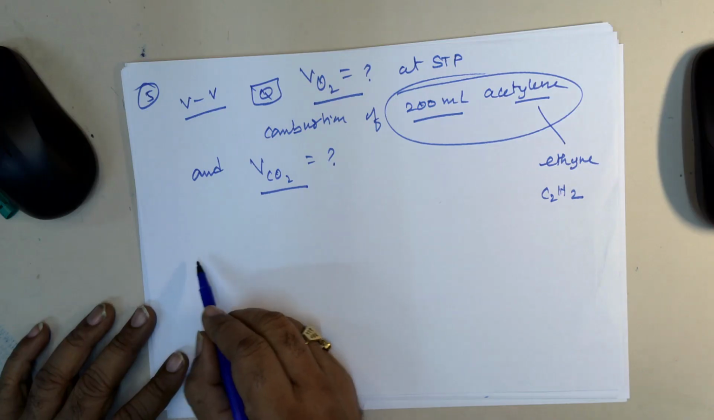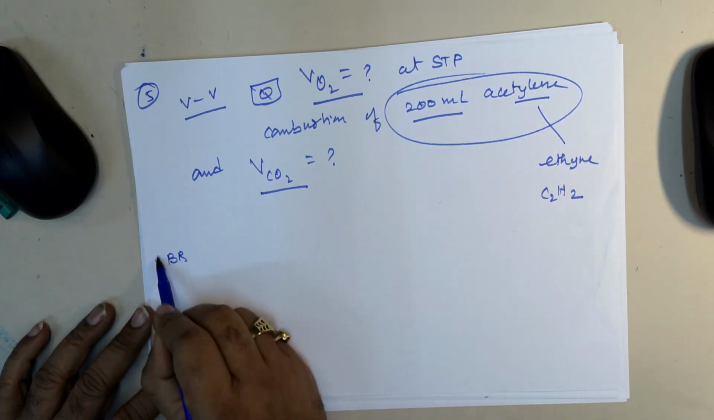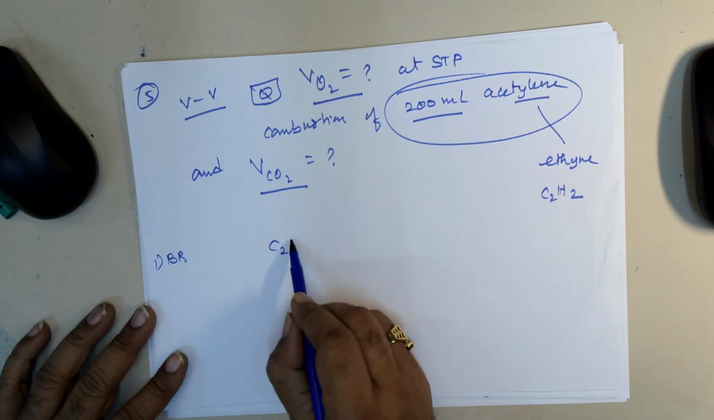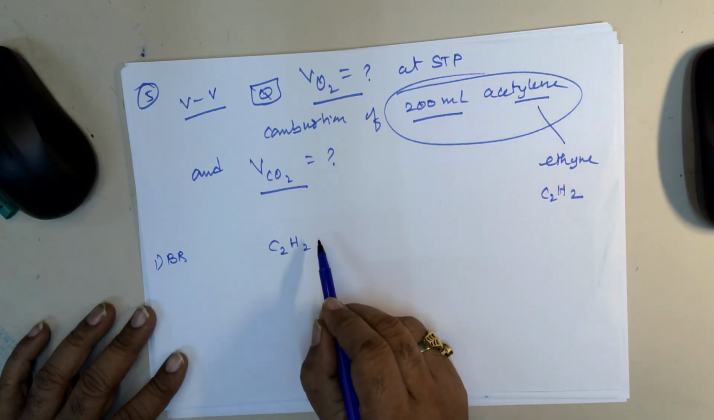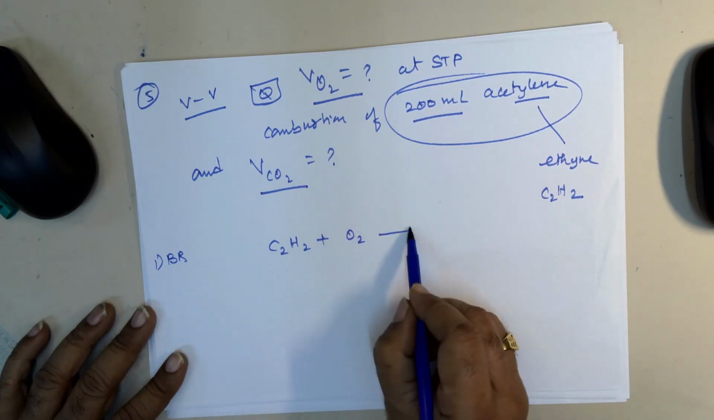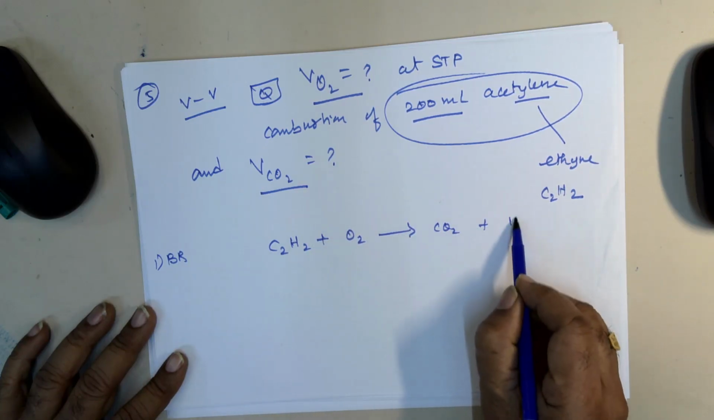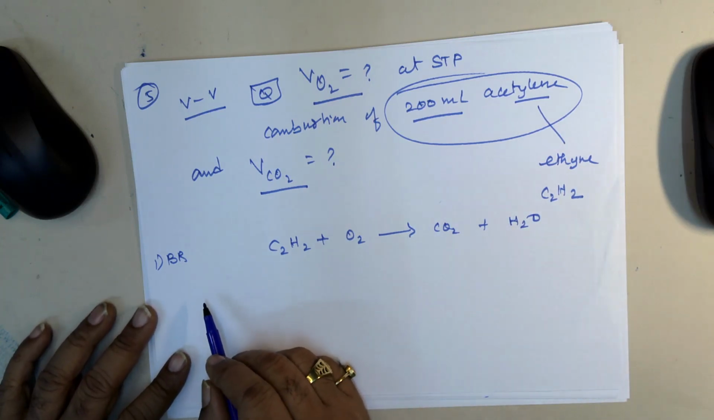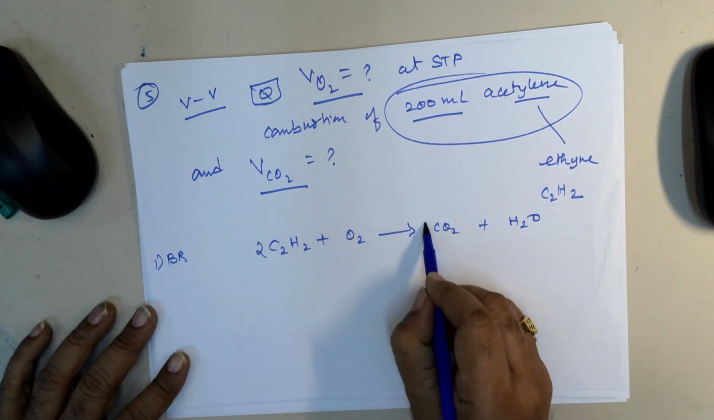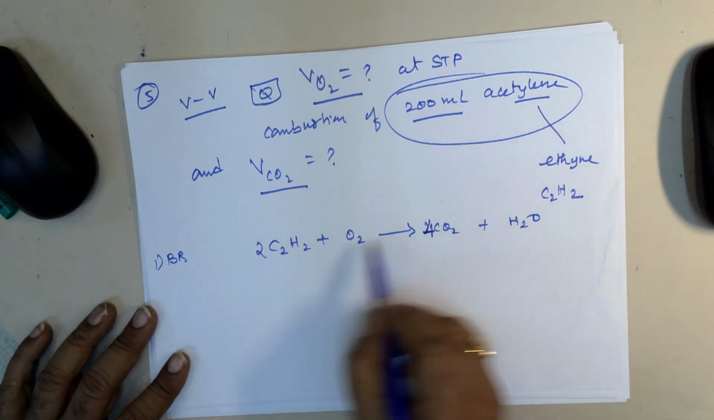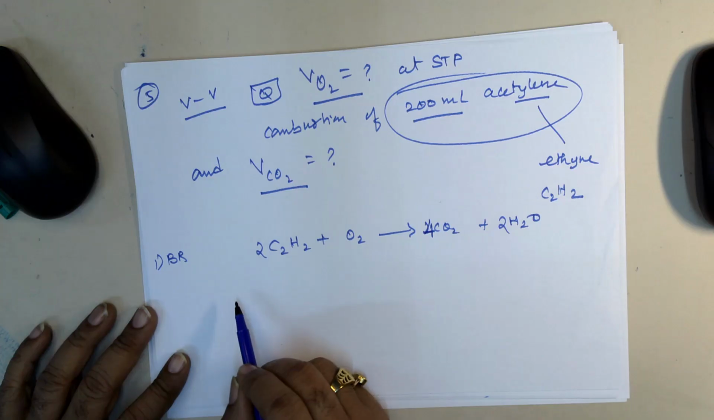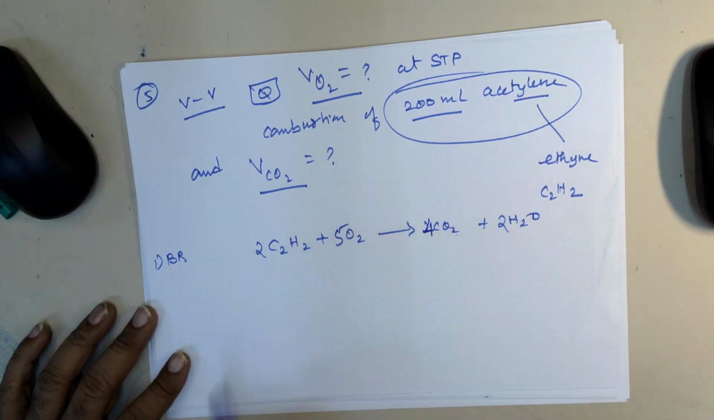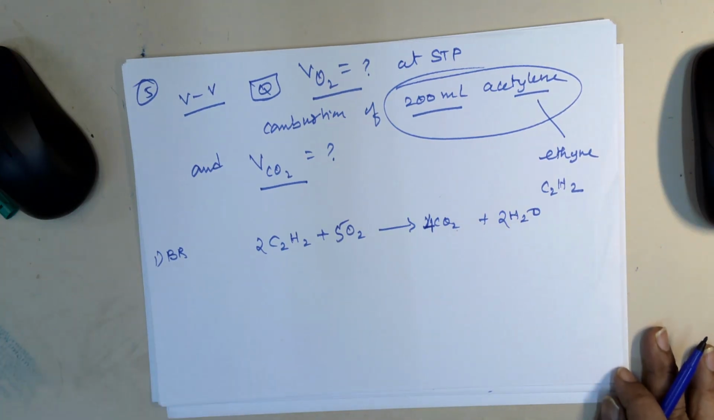Okay. Now let us do the balanced reaction. What we are supposed to do? C2H2 combines with oxygen to form what? Carbon dioxide and water. Okay, take that. Now we can balance it. 2C2, so this is 4, and 2 2s are 4. So it should be 2. And you can calculate, 4 2s are 8, so 5O2. Right? So now it is balanced.